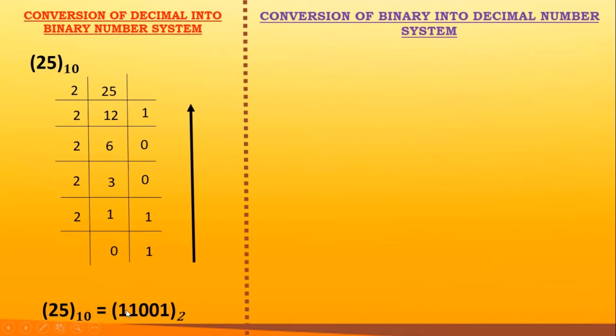Conversion of this decimal number is 11001. So we will do one thing, we will convert this same number into decimal again. That means we'll convert this binary number into decimal. How to do that? Let's see this.